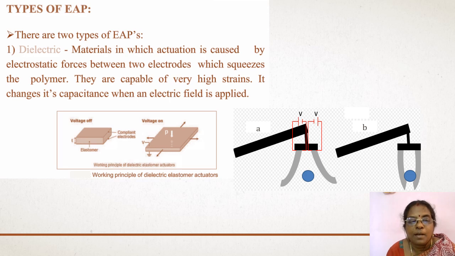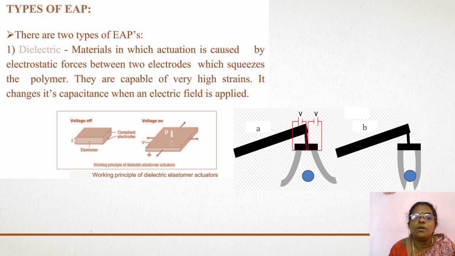Types of EAP, we have already seen the classification. In that we'll discuss mainly two types. One is dielectric, another one is ionic. Dielectric materials are those in which actuation is caused by an electrostatic force between two electrodes which squeezes the polymer. So the two electrodes on the surface squeeze the polymer in between.